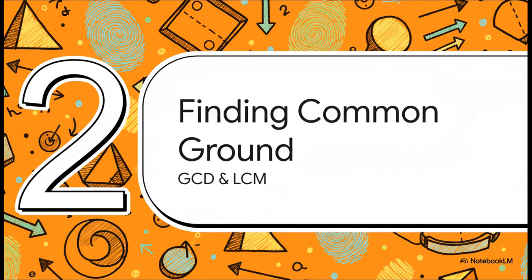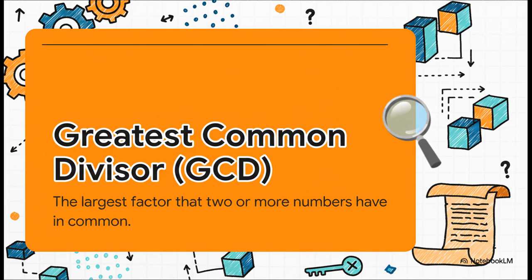What happens when we take two different numbers and see what they have in common? This is all about finding that common ground. And that brings us to something called the greatest common divisor, or GCD for short. It's exactly what it sounds like. It's the largest factor that two numbers share. Think of it like finding the biggest piece of shared DNA between them.